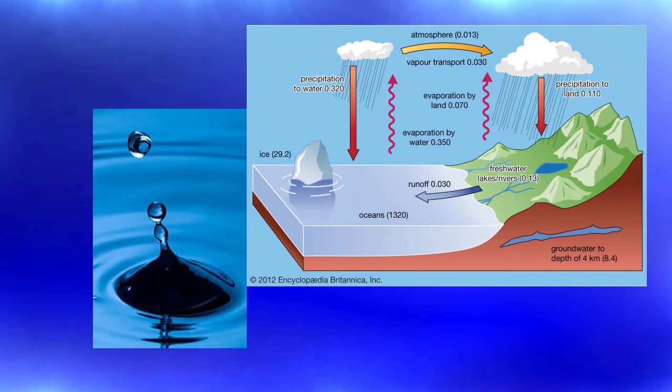Topic 6. Water is the most abundant substance known on Earth's surface. The hydrosphere is considered also a layer of Earth's structure, which covers 70% of the entire planet's surface.